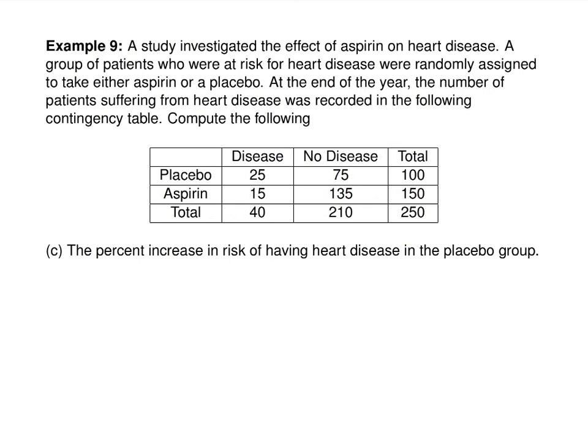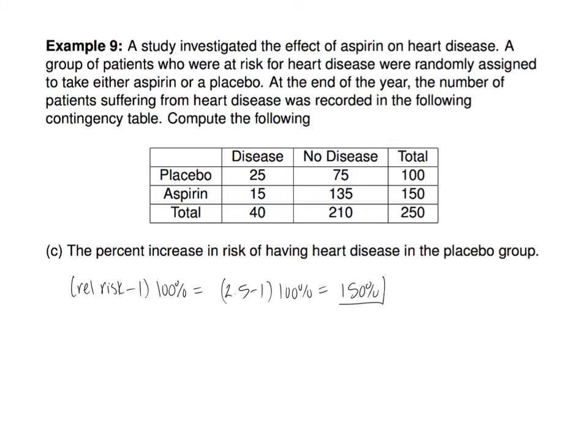And then the percent increase, remember this is given by relative risk minus 1 times 100%. So 2.5 minus 1 times 100%, which comes out to be 150%. So there was a 150% increased risk of having heart disease if you took a placebo. And those kinds of things come up in medical data all the time, so it's good to have some familiarity with what they mean and where they come from.